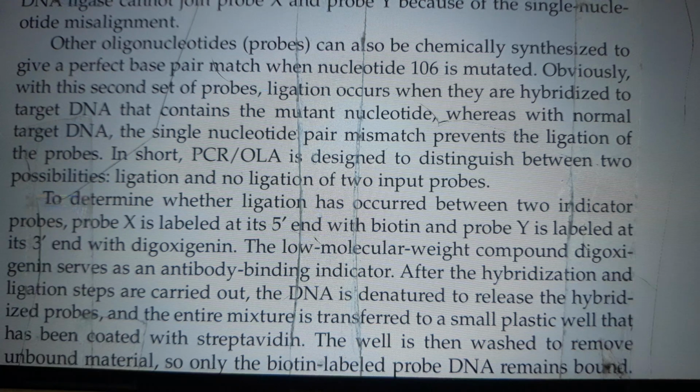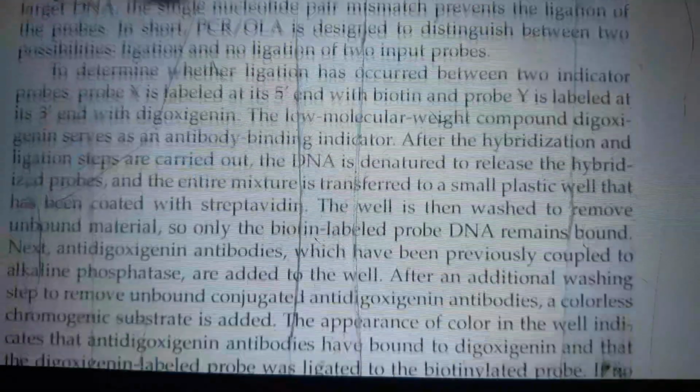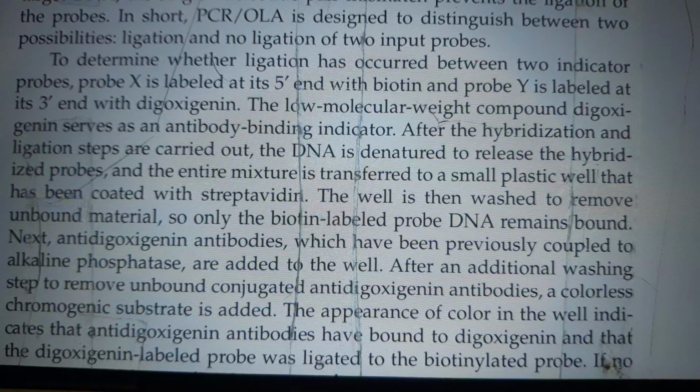In short, PCR-OLA is designed to distinguish between two possibilities: ligation and no ligation of the two input probes. To determine whether ligation has occurred between two indicator probes, probe X is labeled at its 5' end with biotin, and probe Y is labeled at its 3' end with digoxigenin.